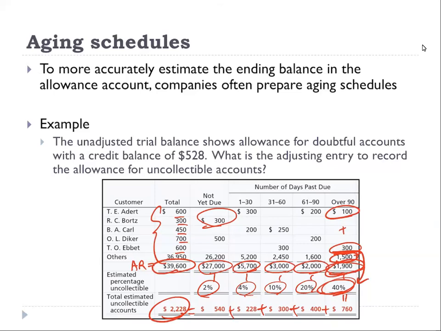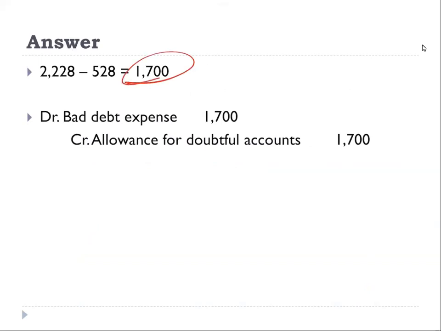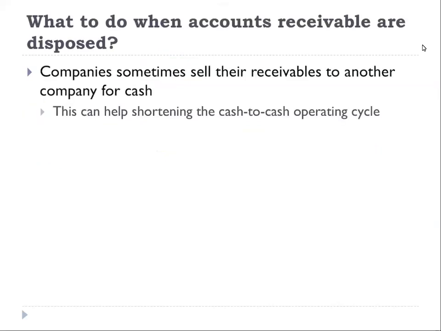We need to get to this balance, but the allowance for doubtful account already has a credit balance of 528. So how do we get from this number to this number? The difference is 1,700. So we debit bad debt expense for 1,700, credit allowance for doubtful account for 1,700. This is how we estimate the amount. And so we have talked about the basic journal entries for account receivable, how to take care of uncollectible accounts, and how to estimate those amounts.